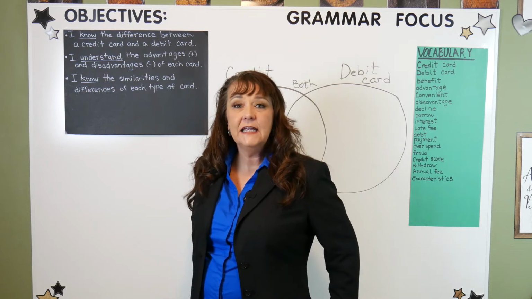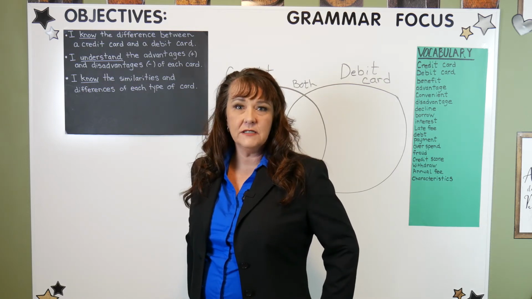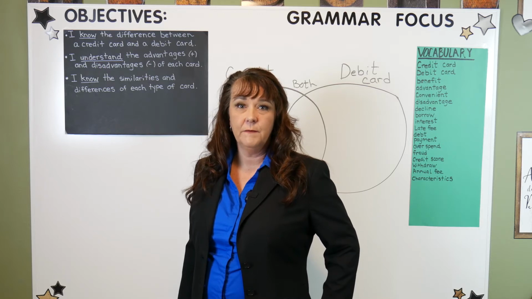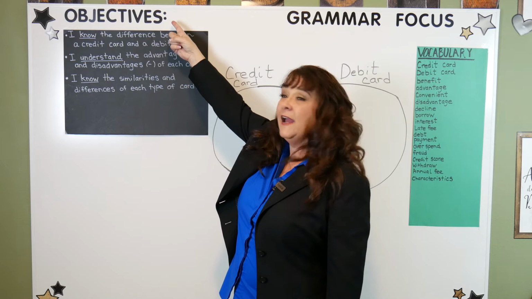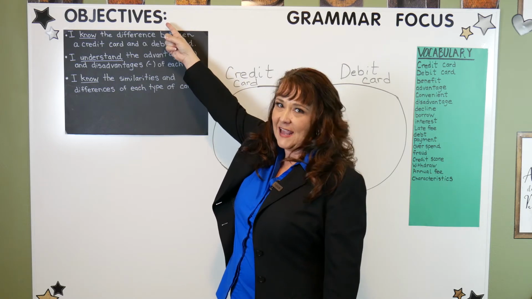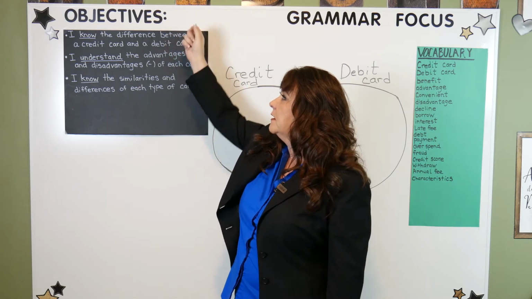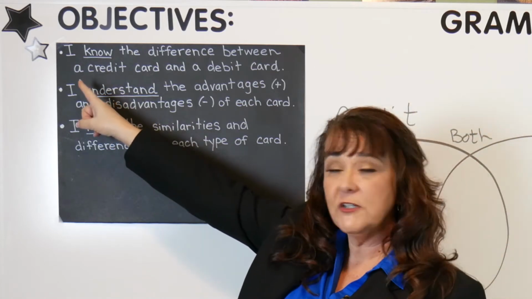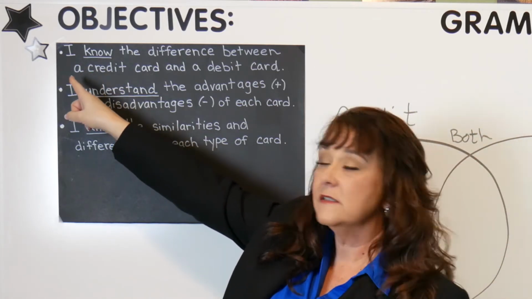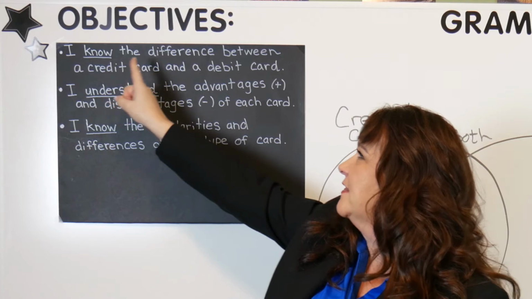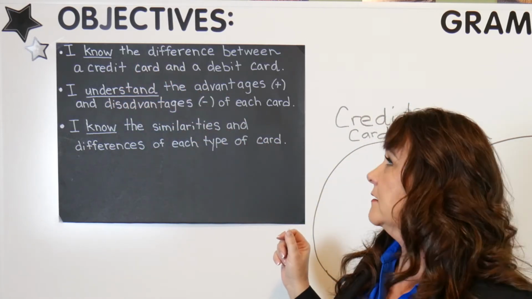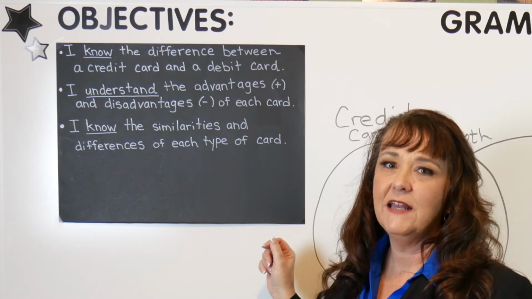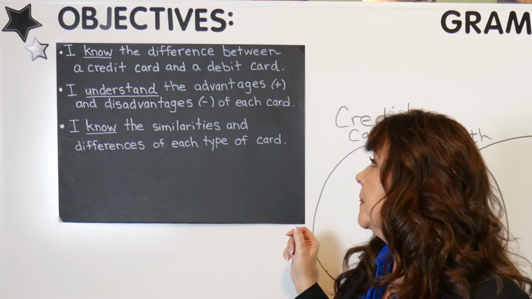Today's lesson is going to be about credit cards and debit cards. Remember, our objectives are what I hope you will learn by the end of today's lesson. The first objective is I know the difference between a credit card and a debit card. They are very different, and today we're going to learn how.